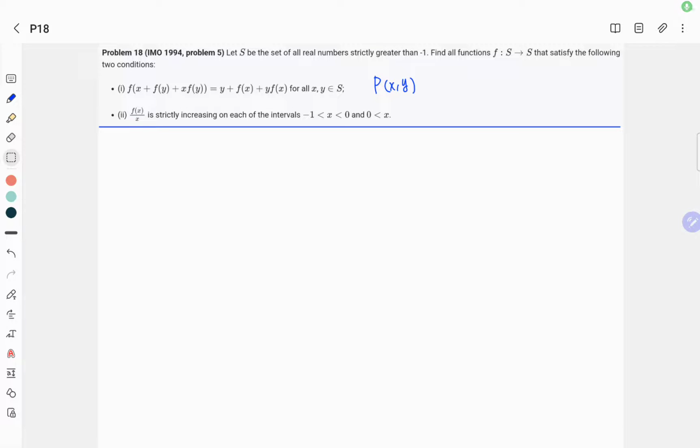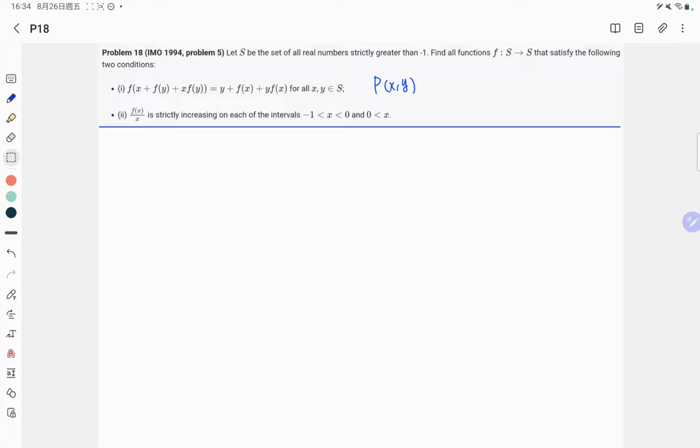Let's take a look at another functional equation, which is problem 5 of the International Mathematical Olympiad 1994. It says, let S be the set of all real numbers strictly greater than -1, and find all functions f from set S to set S itself that satisfy the following two conditions.